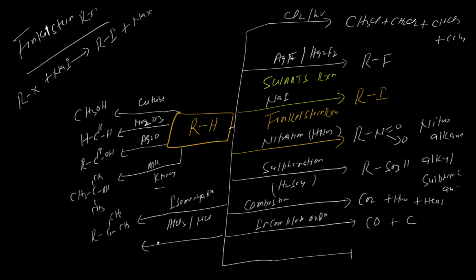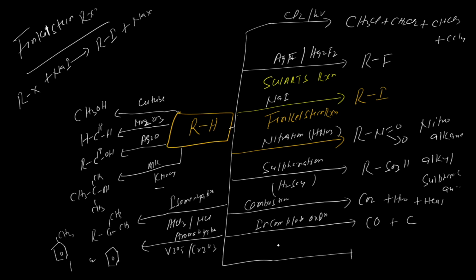And the next one is what? Aromatization. Aromatization means it will form aromatic compound in presence of V2O5 or Cr2O3. This will give you aromatic compound like benzene, or it will also give toluene. Hexane gives benzene, and heptane gives toluene, that's the methyl benzene. So this is the aromatization.